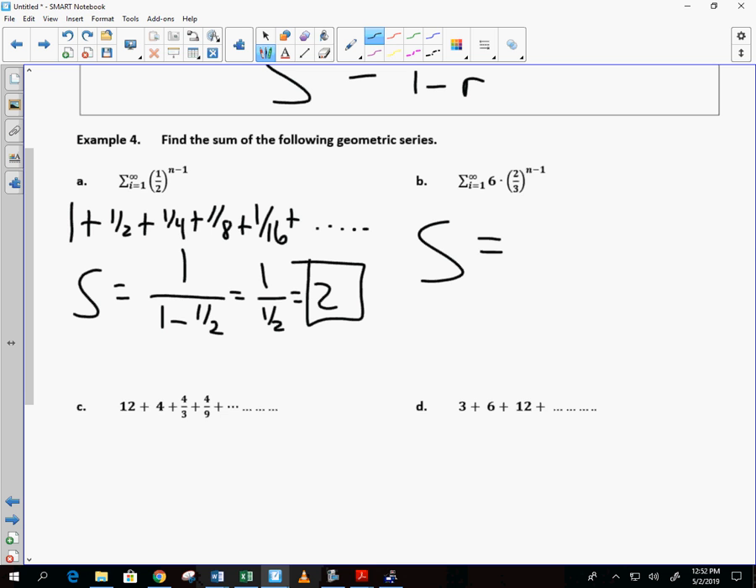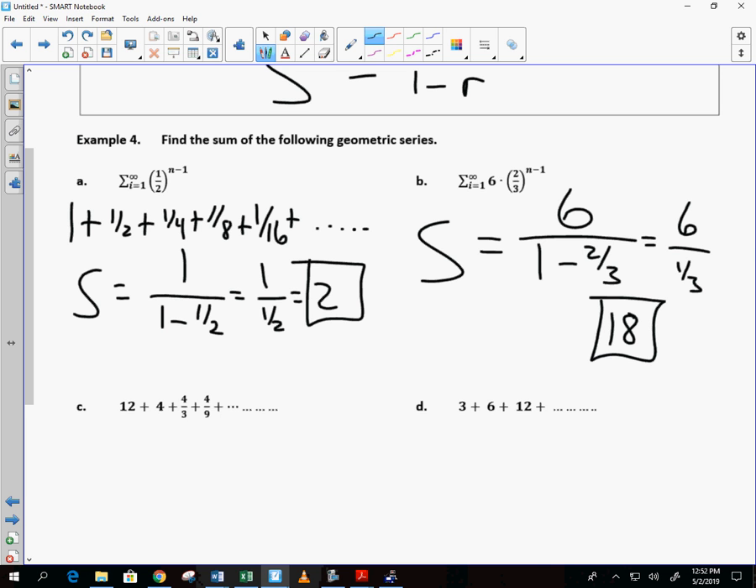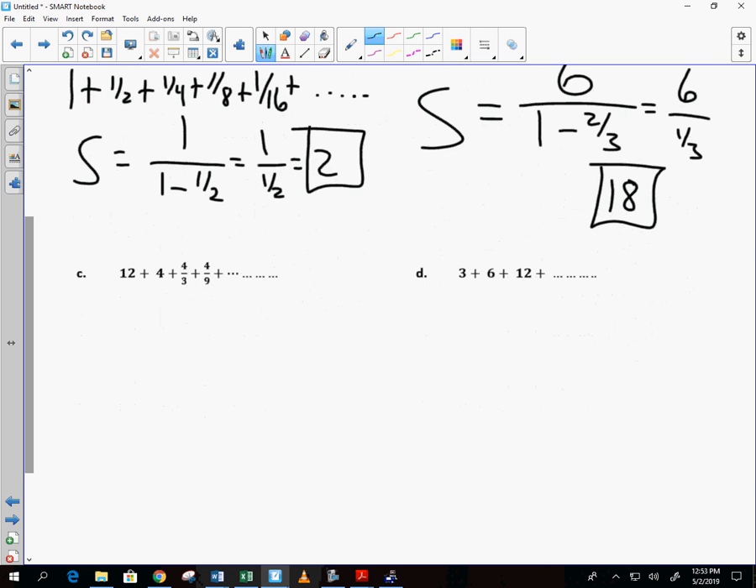We should be able to look at this and know what the first term is. What's the first term? We should be able to look at this and determine what r is. What's r? 6 divided by 1/3, which is 18. What's the first term? Yep, 1/3 is my ratio.